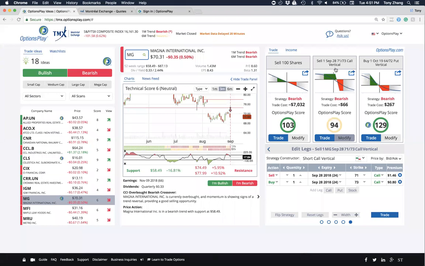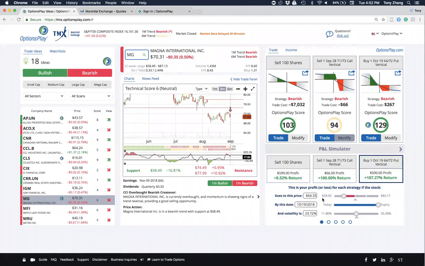So I'm going to stick to these strikes for illustrative purposes. What we're going to do is compare this to the October 19th, 64/62 put vertical, the debit spread. MG's trading at $70.31 right now. I want to look at a few different scenarios and see how the debit versus credit spreads compare to each other, walking you through them so that you yourself can decide which strategy is best suited for you. In order to do that, I'm going to use our P&L simulator.